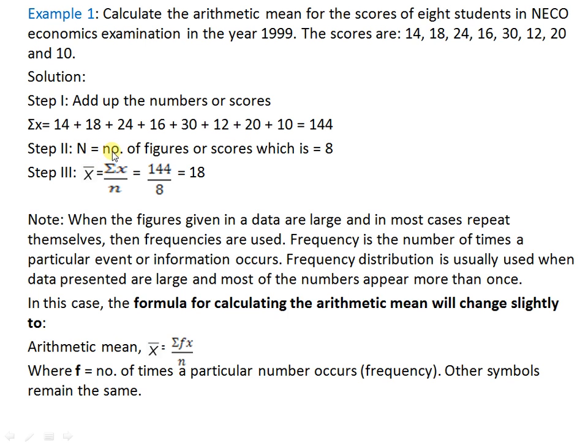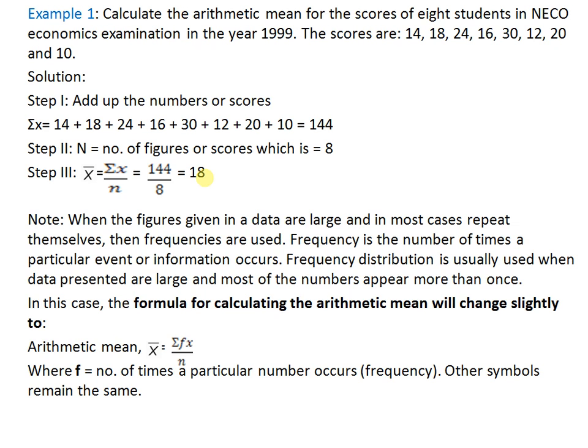Then step 2 is the number of figures or scores. What is the number? Here, 1, 2, 3, 4, 5, 6, 7, 8. So there are 8 figures, so you write 8. Step 3 is the actual calculation. Mean is equal to summation over number of figures, which is 144 over 8, which is 18. So that's how you calculate the arithmetic mean in statistics or in economics.